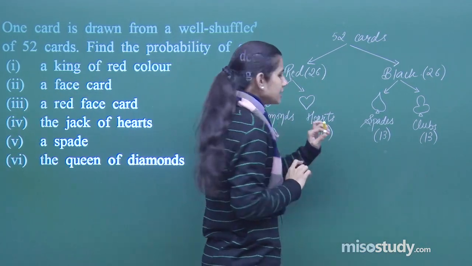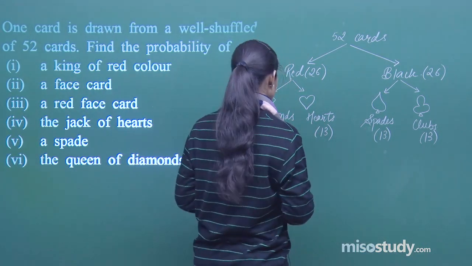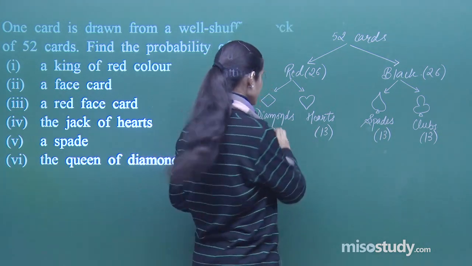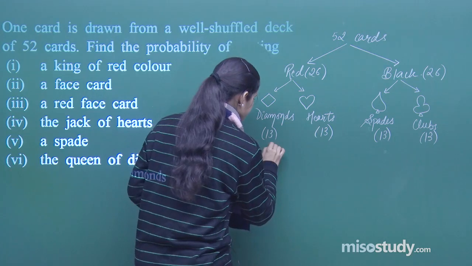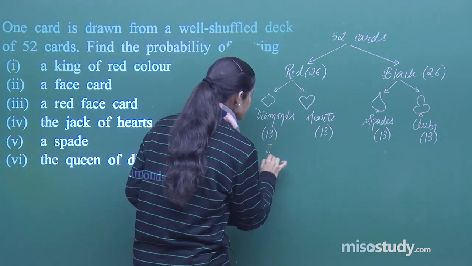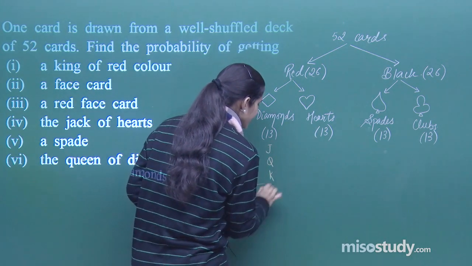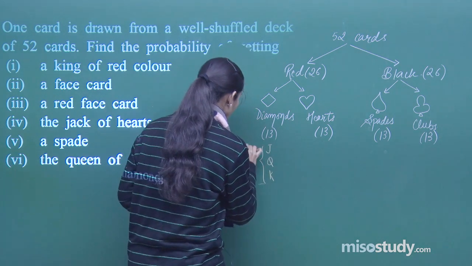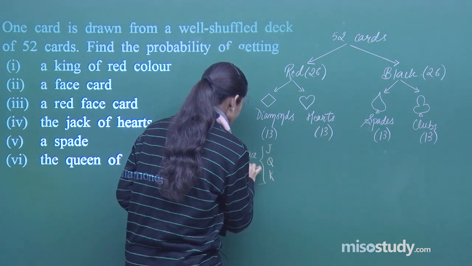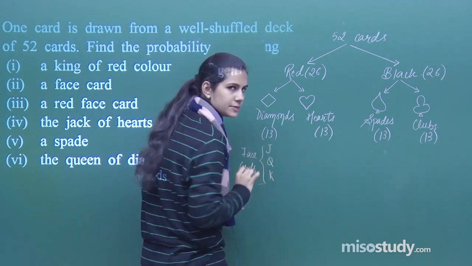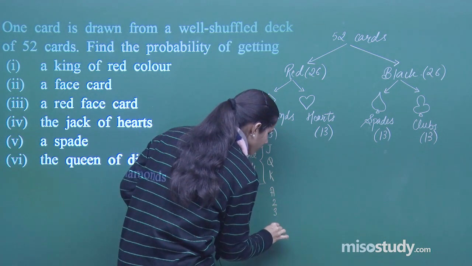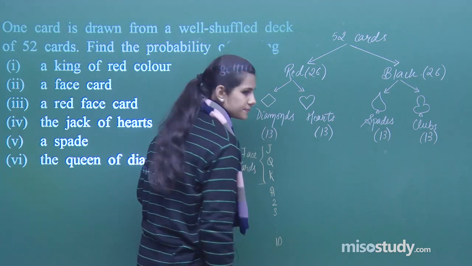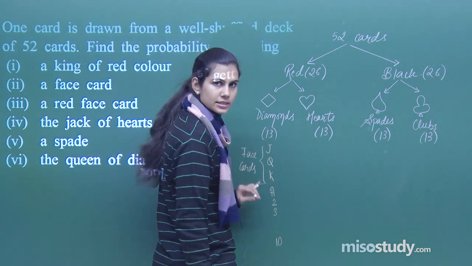Now what are these 13 cards in each suit? There are 4 suits, you can see. Suit 1, suit 2, suit 3, suit 4. You have Jack of diamonds, Queen of diamonds, King of diamonds. These 3 are called face cards of diamonds. And then you have Ace, 2, 3, 4, 5, 6 up till 10 of diamonds.